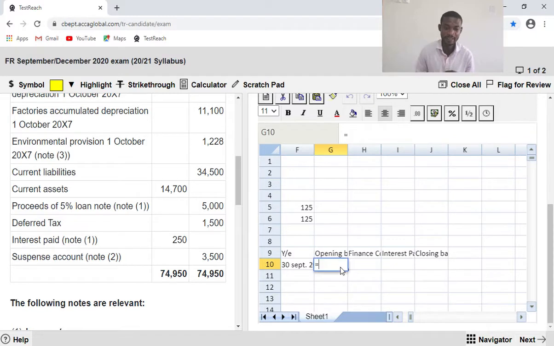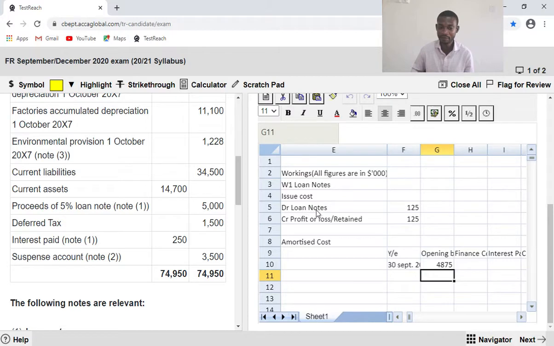Then I'll go to the opening balance. Now the opening balance, please watch, it should be equal to the 5 million, which is the 5,000 minus the debit I have done up here, and that should give me a reduced figure. Because we have built up that we will deduct it from the loan note, we have to less it. So your formula you have built here, the marker can click on it and see that you have deducted the issue cost. Now for the finance cost, it is going to be equal to the opening balance here times the 8%. And remember, it is 12 months, full year. So the 8% is 0.08. And you enter. It gives you 390 as the finance cost.